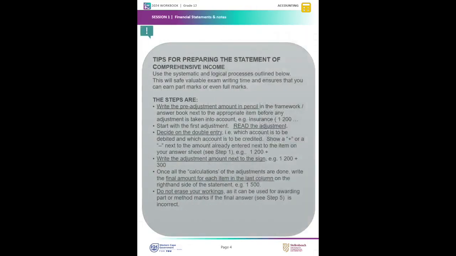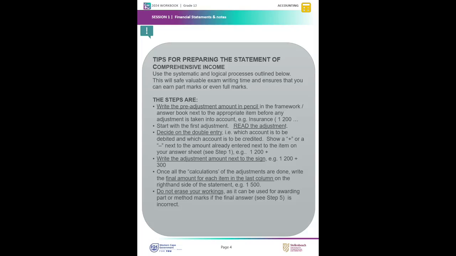So these are tips for when we are preparing our statement of comprehensive income. Now, sometimes your teacher may say income statement, but the correct terminology for your income statement is a statement of comprehensive income. The abbreviation will be SCI, just so you know. Right, so these are the steps that we would need to take.